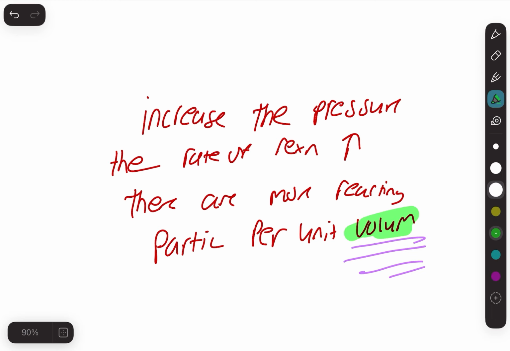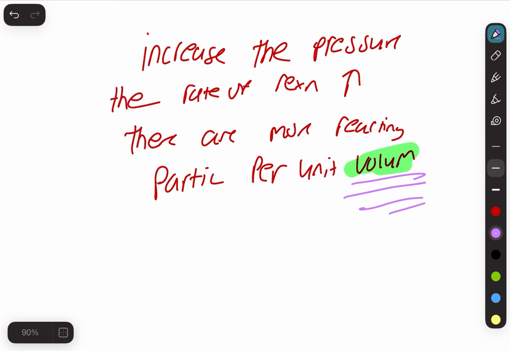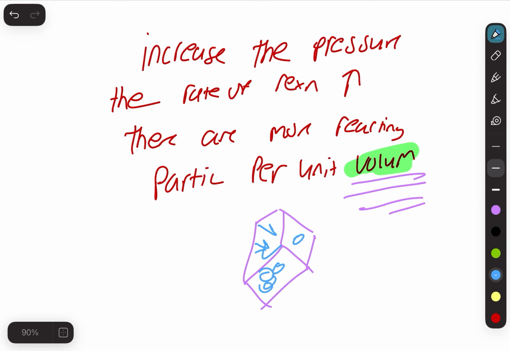This word volume, you know why volume, right? Let's say in a box, okay, I can't really draw. Okay, this is a box, a 3D box. The particles will float around in here, right? When you increase the pressure, the particles come close together, so they fill up the entire volume. That's why they say per unit volume.